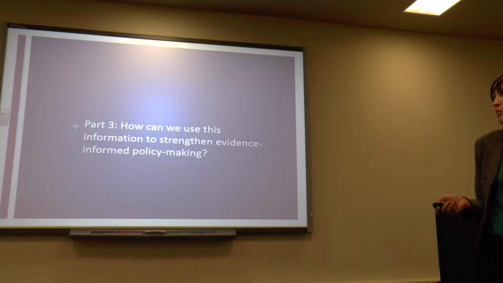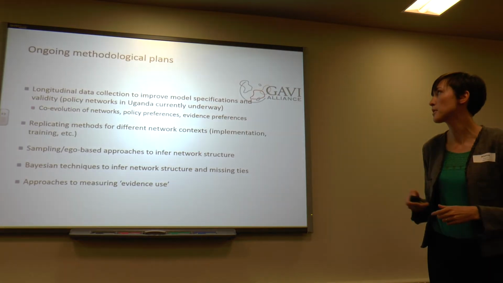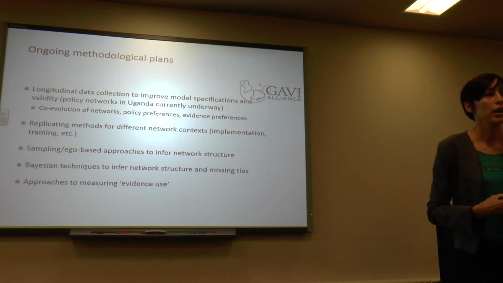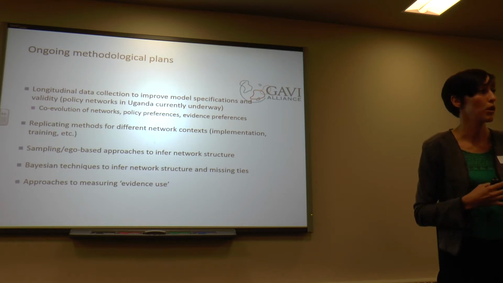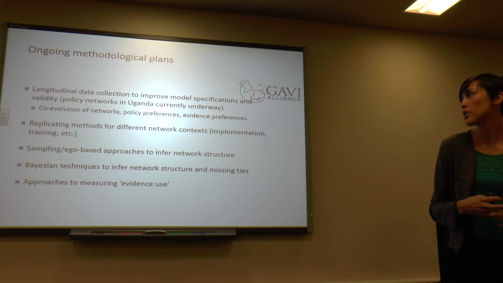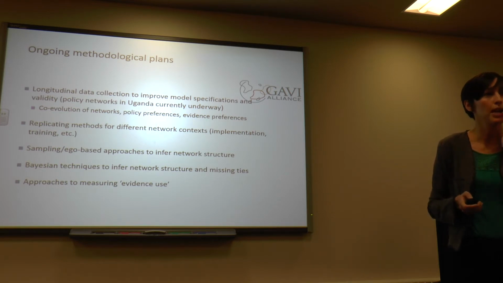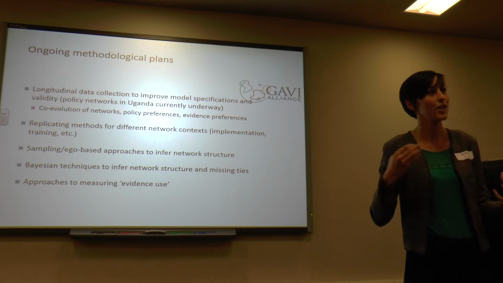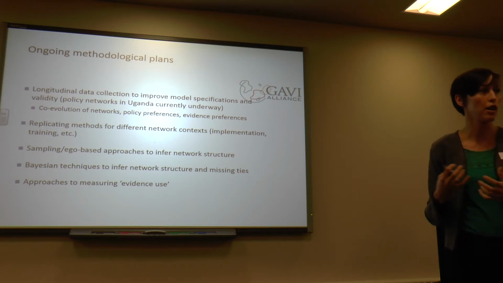All right, so now I'd like to move on very briefly to how we can use this information moving forward, both methodologically and to design interventions. In terms of ongoing methodological plans, one of the major limitations of my study is that it was cross-sectional. It is not showing how these networks evolve dynamically over time, which of course is happening throughout policymaking. So I'm currently involved in a project to measure policy networks longitudinally in Uganda around immunization decision-making, funded by the Gavi Alliance. In addition, once I have those data, I'm interested in modeling the co-evolution of networks, policy preferences, evidence use, and evidence preferences. So how do these all change over time as they interact with each other?